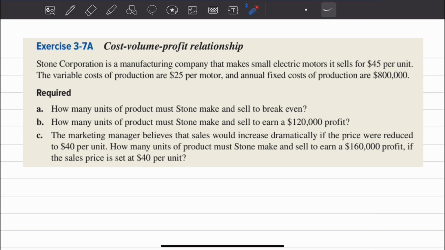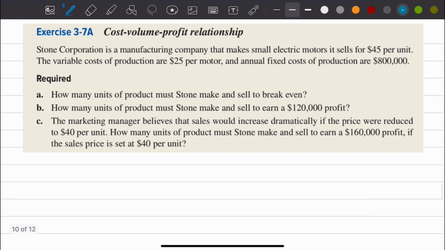Okay, so for the first part, we just need to figure out the number of units that the company, Stone Corporation, needs to manufacture and sell in order to break even, meaning they need to get to the point where their revenues equal their expenses. So their total profit is going to be zero. So we can do this in multiple ways, just like we've learned.